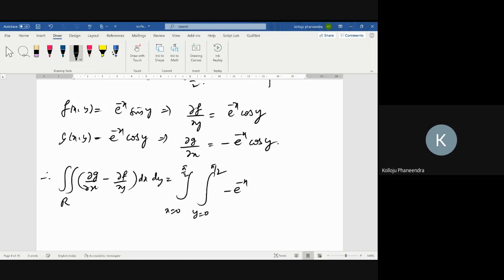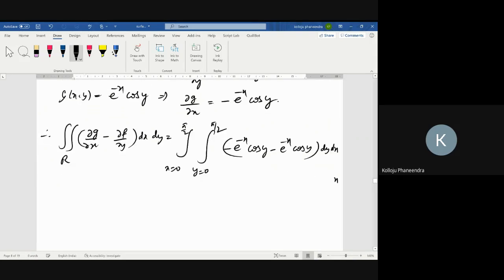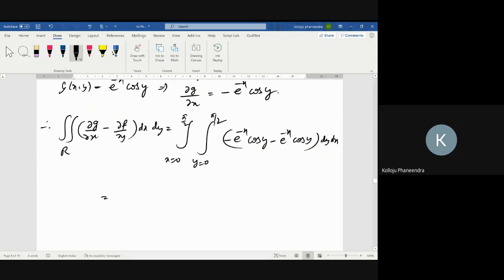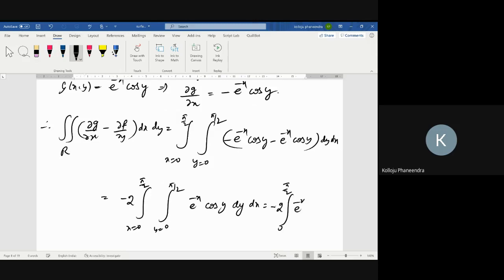x minus dou g by dou y, dy dx. You can take dx dy also, doesn't matter. This is equal to, both are same now, so minus 2 outside, 0 to pi by 2, 0 to pi by 2, e power minus x cosine y dy dx. So minus 2 into 0 to pi by 2, e power minus x constant, cosine y derivative, sine y from 0 to pi by 2 dx.